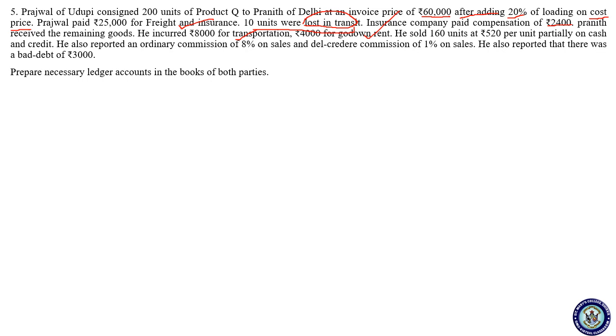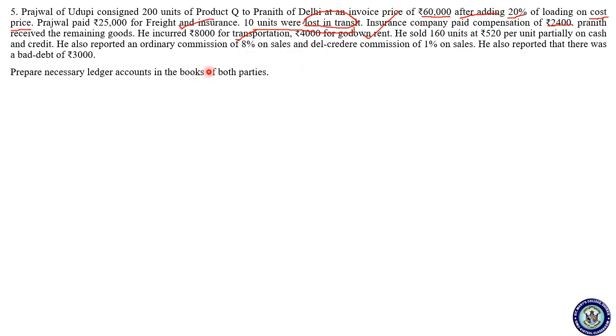He sold 160 units at rupees 520 per unit, partially on cash and partially on credit. We don't know what the credit and cash values are, but we take it as a sale. He also reported an ordinary commission of 8% on sales. See here, ordinary commission of 8% on sale and del credere commission of 1% on sale. So again, in this point, you have to keep it in mind. It is and.